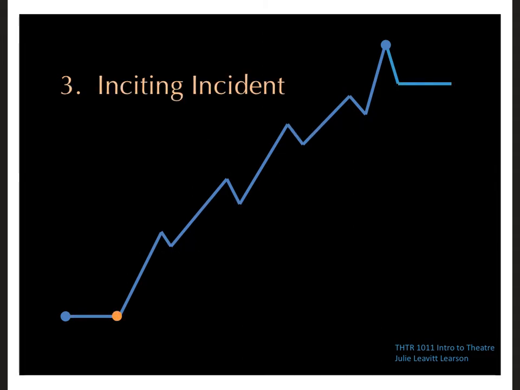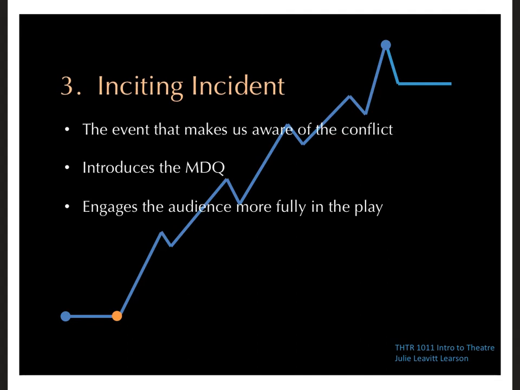Our third piece is the inciting incident. It's that single dot after that flat line right before things start to take a sharp uptick. So unpacking the verbiage, to incite means to cause something to happen. An incident is an event. So the inciting incident is an event that makes something happen.